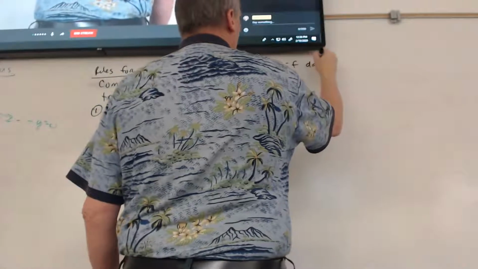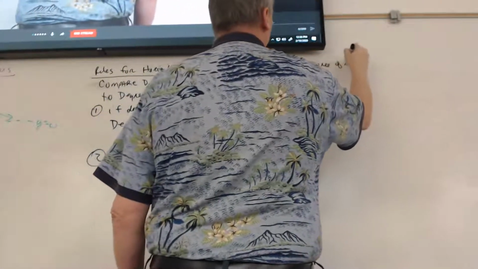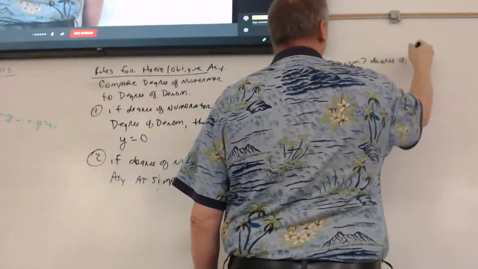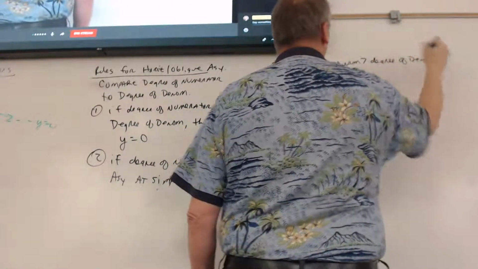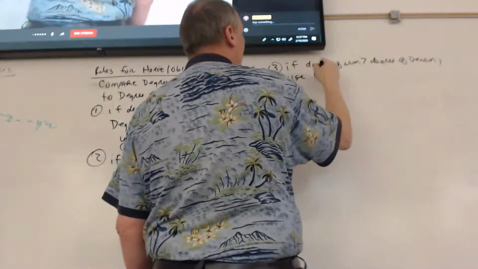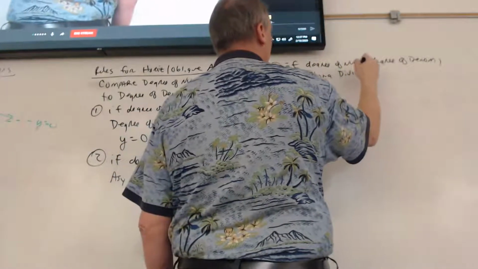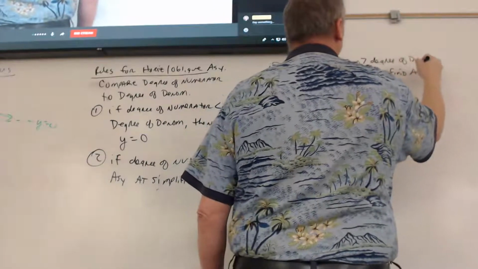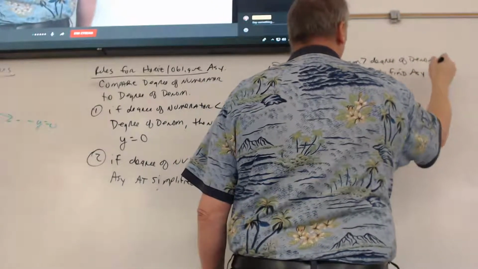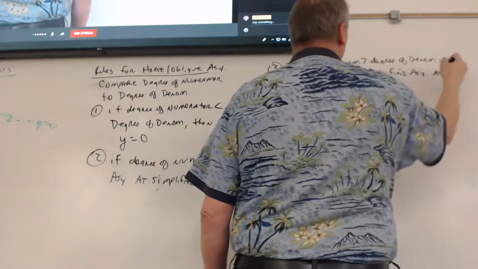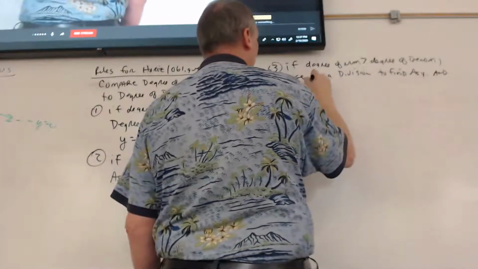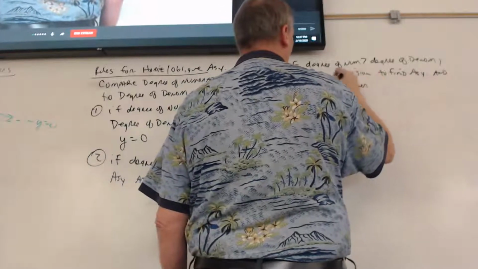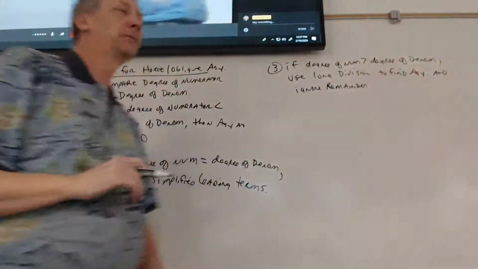If the degree of the numerator is greater than the degree of the denominator, use long division to find the asymptote and ignore the remainder. Okay?